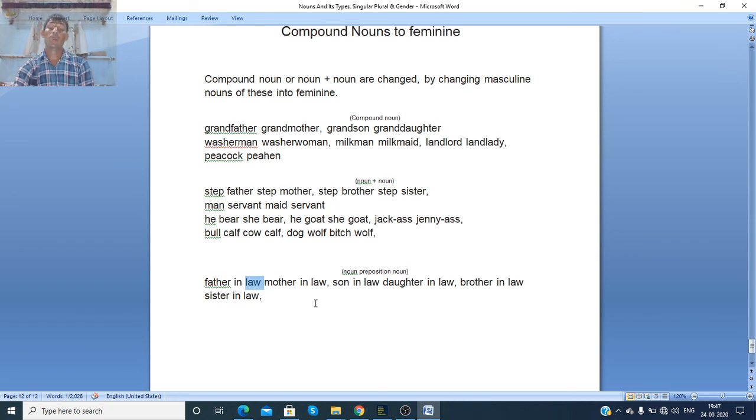So there is no special rule for compound nouns and noun plus noun. The rule will be the same, according to the main noun that we have to pluralize or change the gender of. There is no special rule.